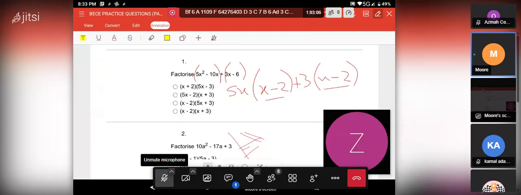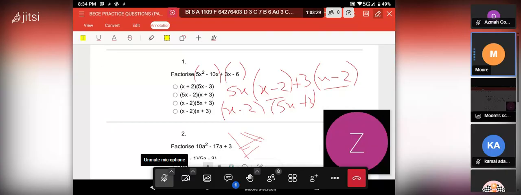Since they are the same, just pick one of them, x minus 2 in a bracket. Then you pick the other side and put them together: 5x plus 3. That is the answer. You can also write it as 5x plus 3 first and x minus 2 second.